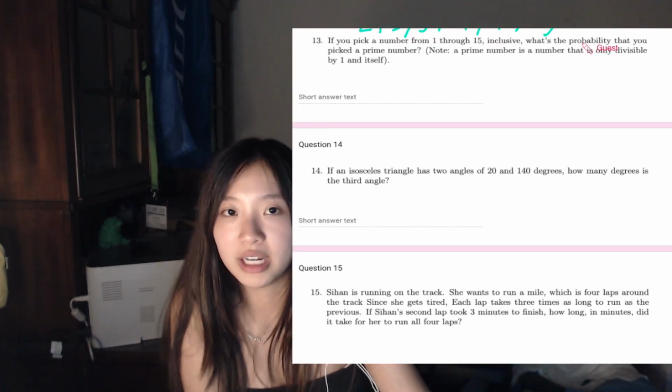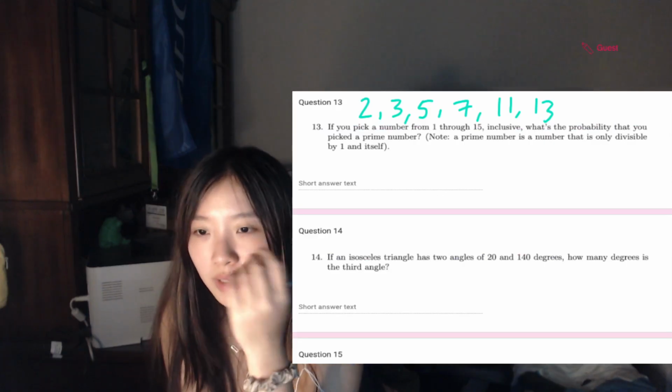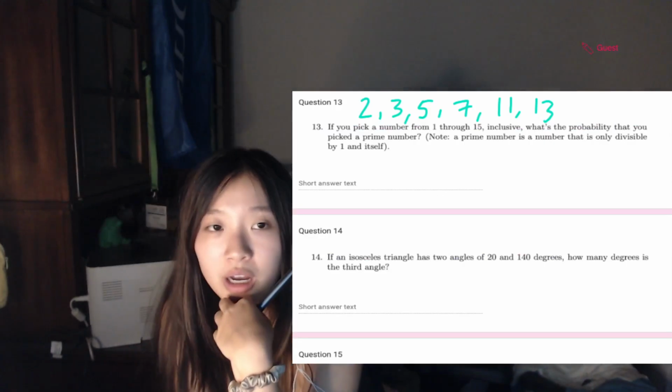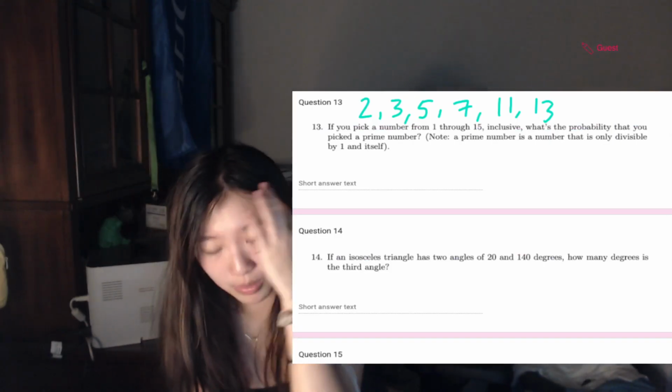Oh, I did not realize you guys can't see this. This is pretty self-explanatory. 2 is only divisible by 1 and 2. 5 is only divisible by 1 and 5. For example, 8 is divisible by 1, 2, and 4, which is why it's not a prime number.